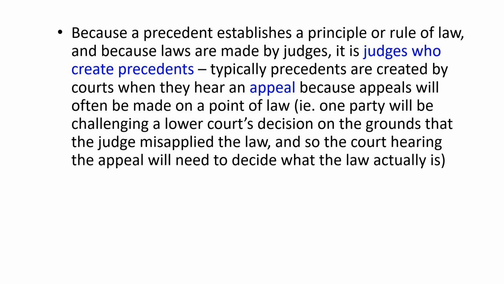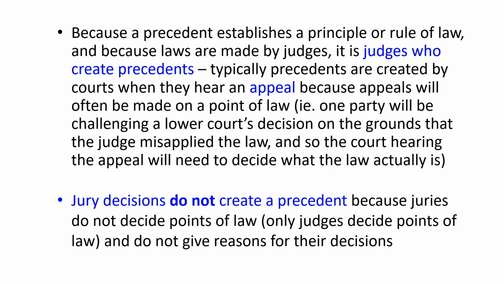One of the main reasons a party might appeal against a court's decision is that the party believes that the court has made a mistake of law. That is, that the court has not correctly applied the law. This means that the court that hears the appeal has to decide what the correct law is. And in deciding what the correct law is, the appeal court might create a new precedent or modify an existing precedent. The second consequence is that jury decisions or verdicts cannot create a precedent.